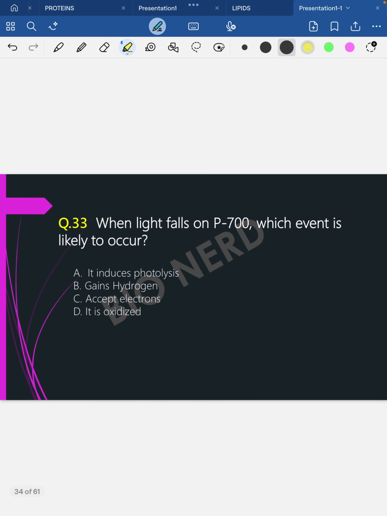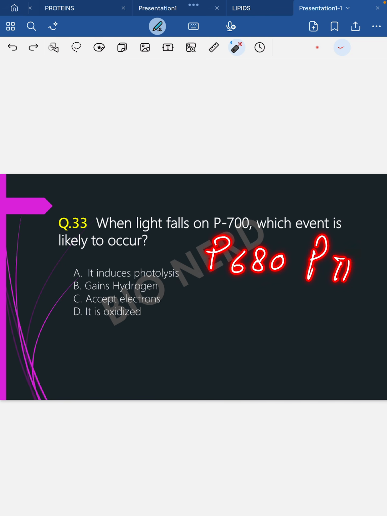33, when light falls on P700, which event is likely to occur? What do you say about alpha, it induces photolysis. You know very well light induces photolysis, but alpha is not the right option. Why? Because you know very well that photolysis takes place at P680, that is photosystem 2. Photolysis does not take place in the P700. Okay, so alpha will not be the right option.